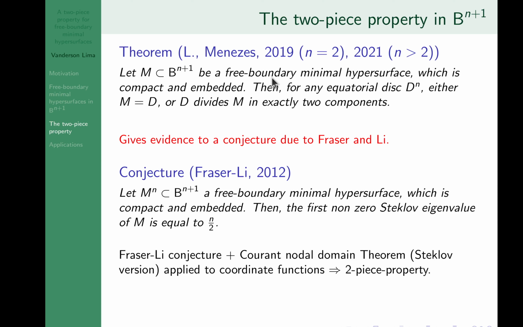The idea is the same as before. We apply that to some coordinate function associated to a hyperplane, and so the statement of the conjecture together with the Courant nodal domain theorem implies the two-piece property.